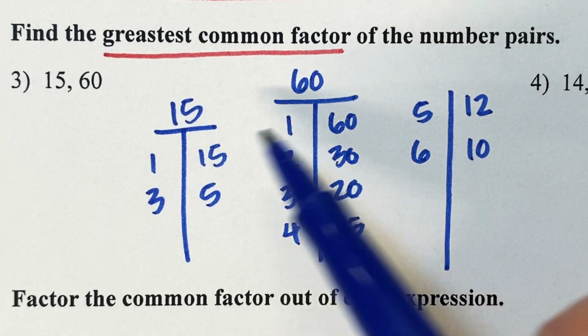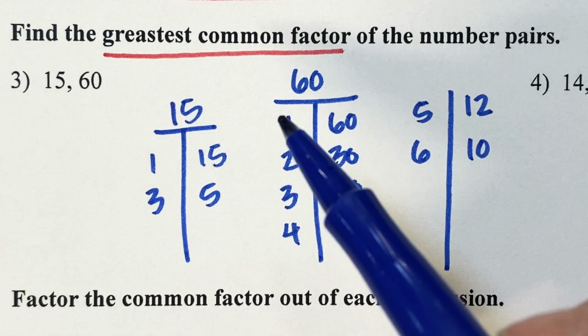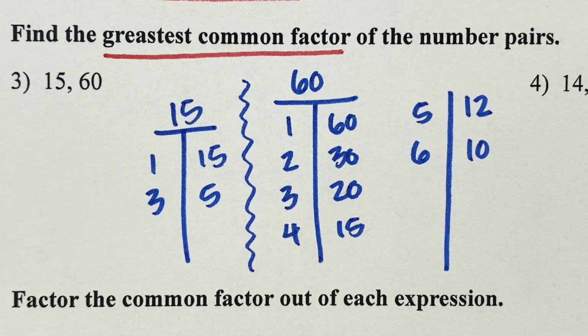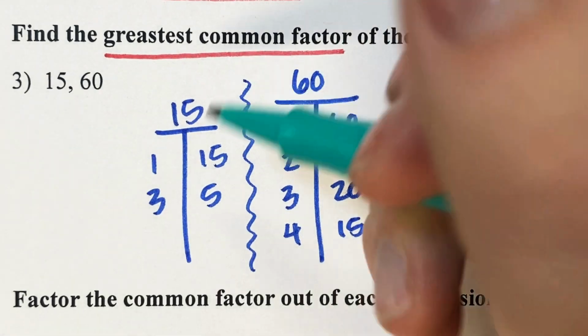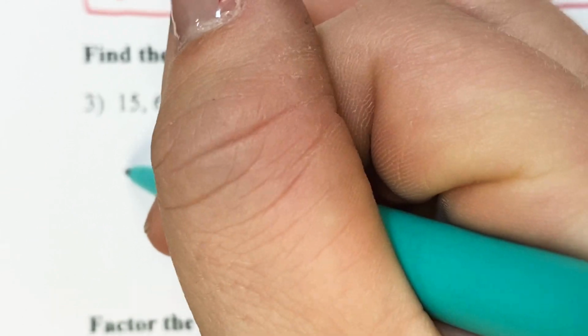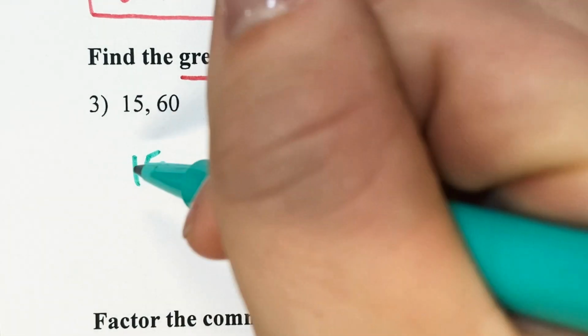Okay, so what is the biggest number that appears on both of these lists? Let me split it up so we know that that's a list and that's a list. What's the biggest number that appears on both of those lists? Okay, 15 is the biggest number. So we know that our GCF is 15.